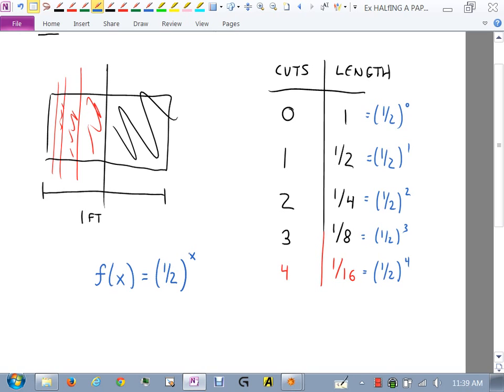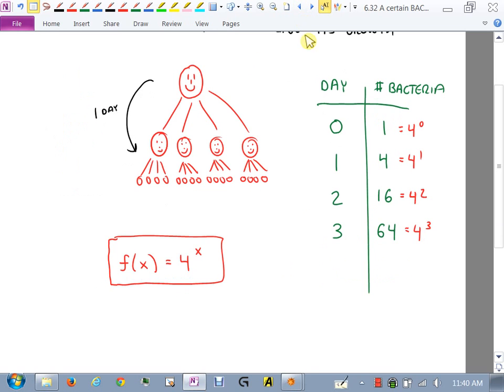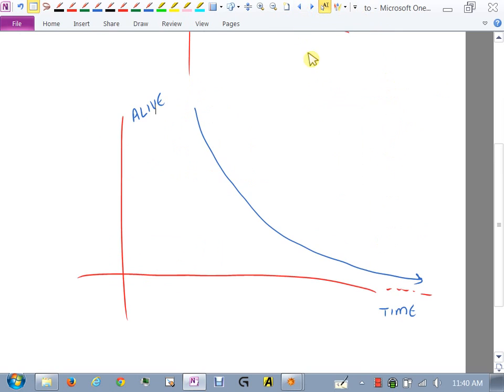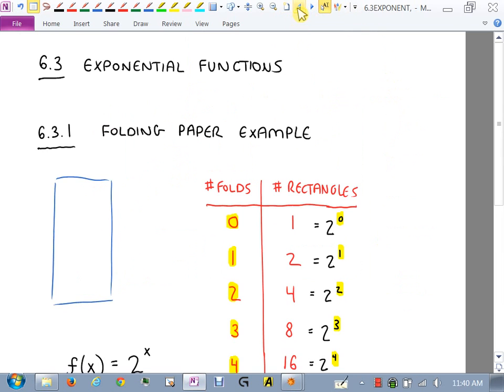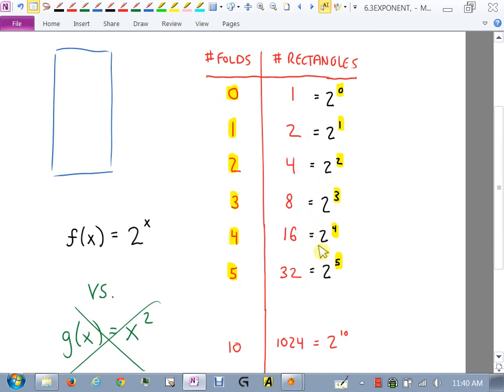So in the previous two examples, as that base, we had 2, right? That was the folding paper problem. Then the bacteria, the base was 4. And now I give an example where the base is 1/2. And what you can see is that there's a difference between what's happening. When we had the bacteria, as we moved down, this number started getting very big, didn't it? And same with the folding paper. This number got really big.